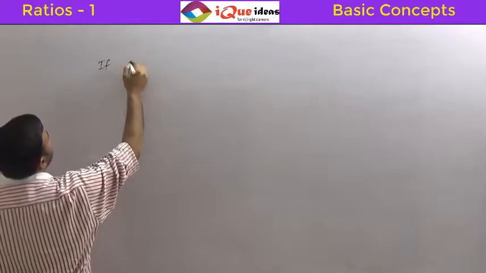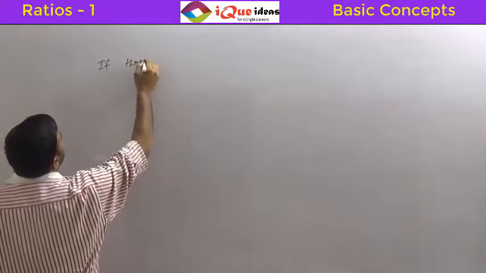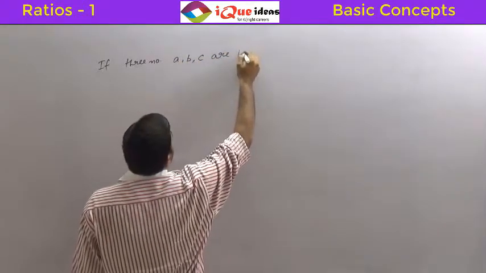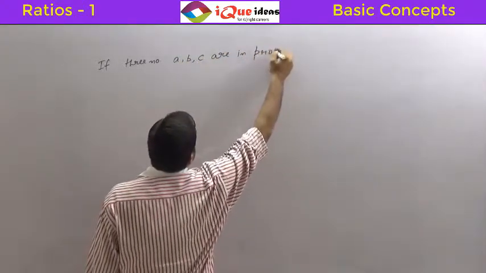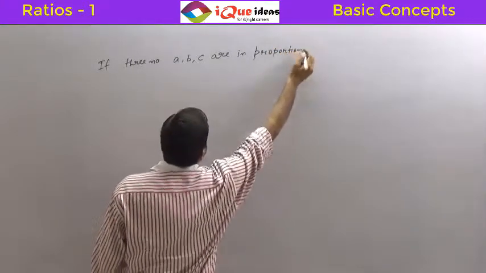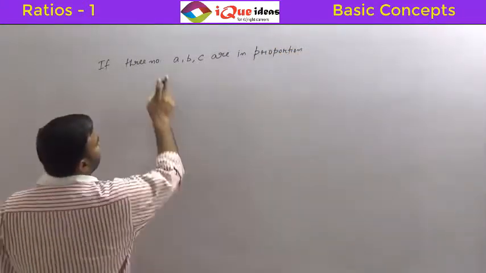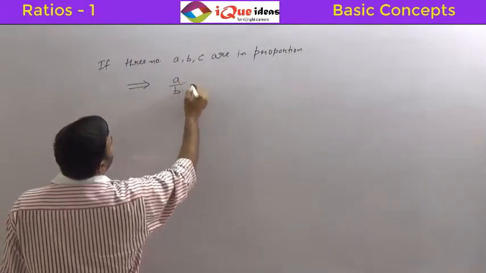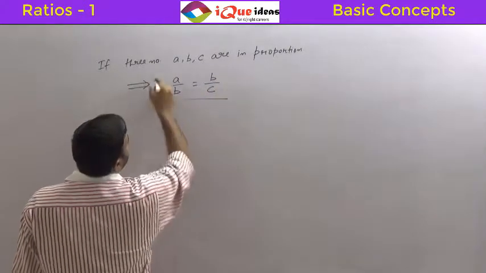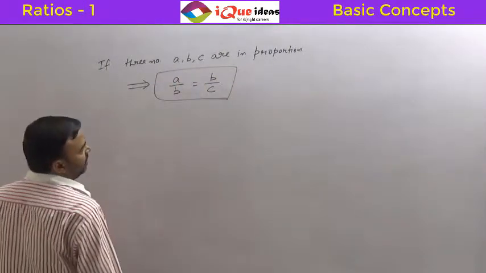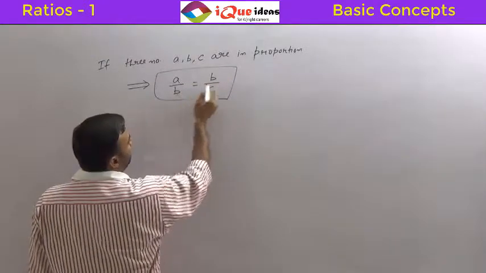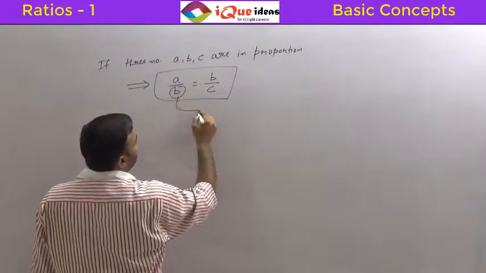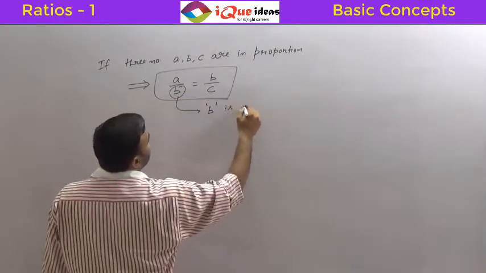When we say three numbers A, B, C are in proportion, if you know geometric progression, don't use it much here. When you simply say that three numbers A, B, C are in proportion, it means A by B is equal to B by C. As simple as that. Here the number in the middle, B, will always appear twice, and the number that appears twice is called mean proportion. So B is mean proportion.